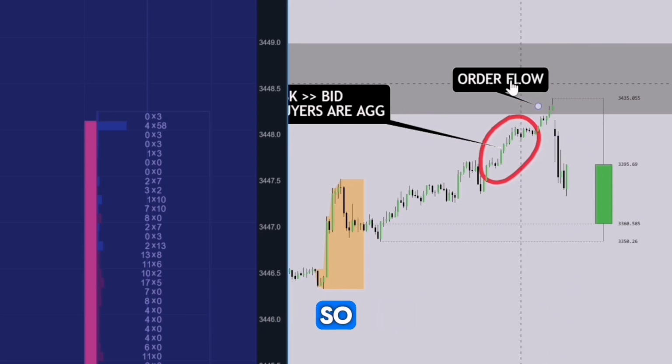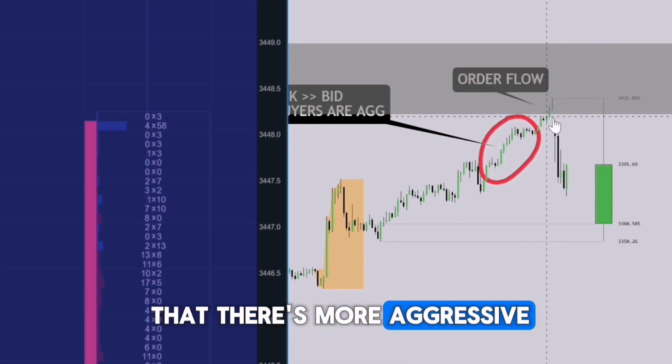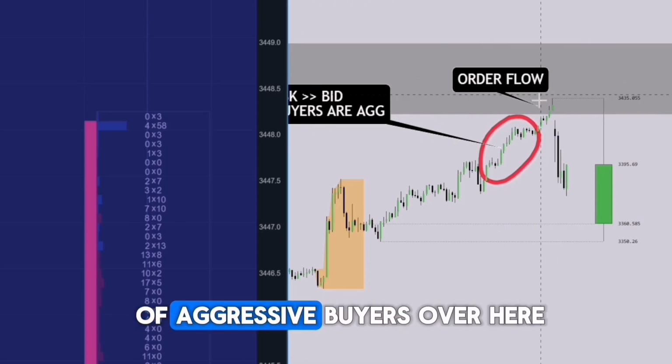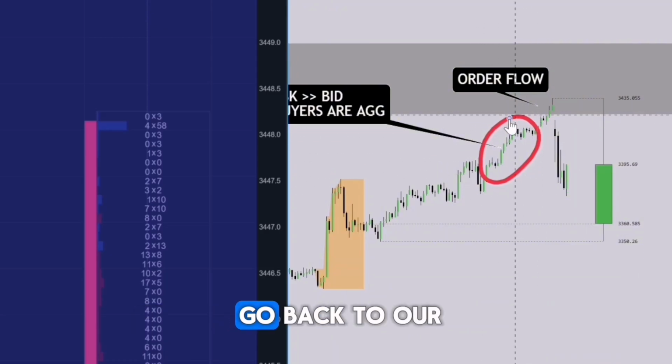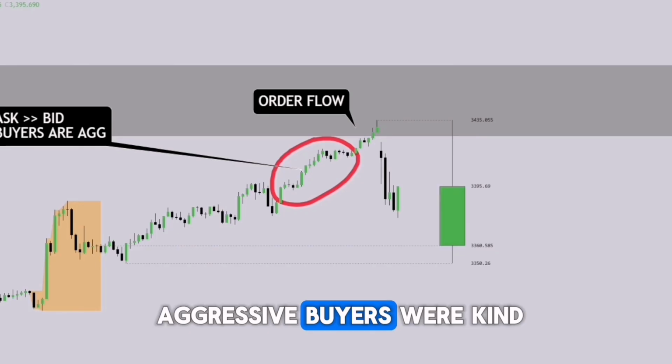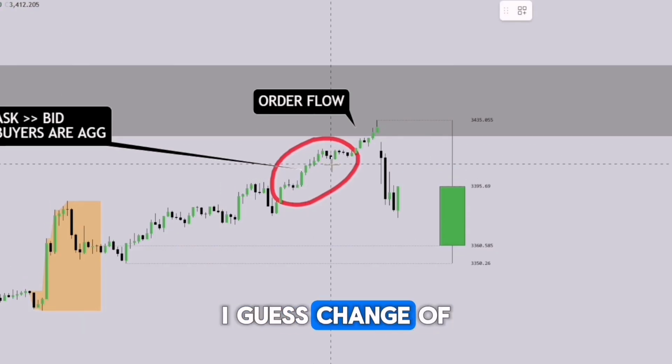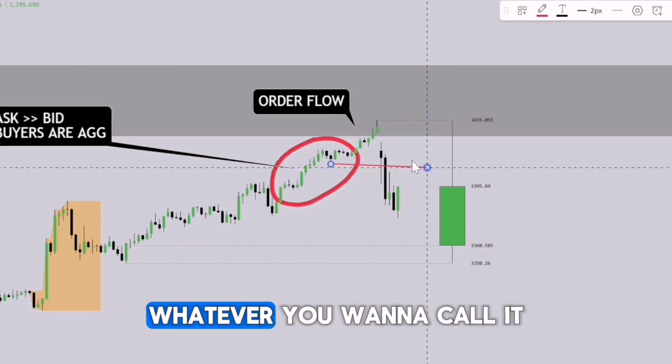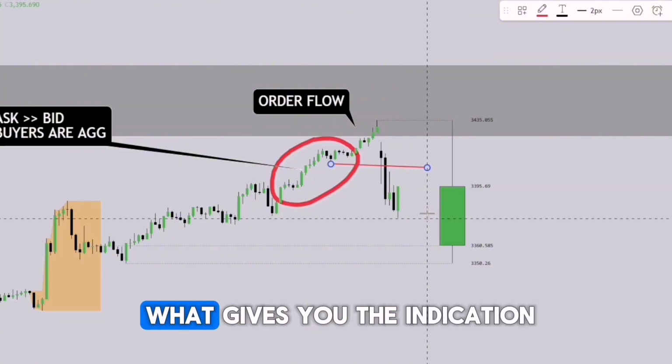put order flow. So this is telling you that there are more aggressive buyers than sellers, and there were lots of aggressive buyers over here. And so when we go back to our candlestick chart, what you can see is that all these aggressive buyers were kind of shaken out with this, I guess, change of character, internal BOS, whatever you want to call it. So this here is what gives you the indication.